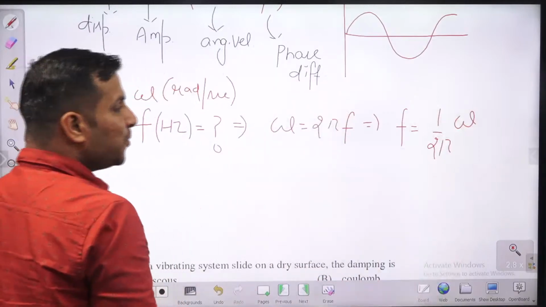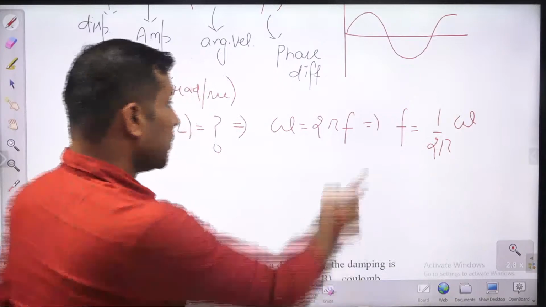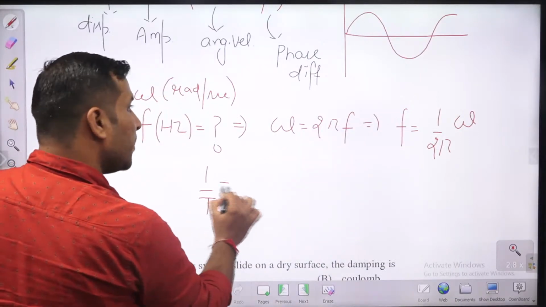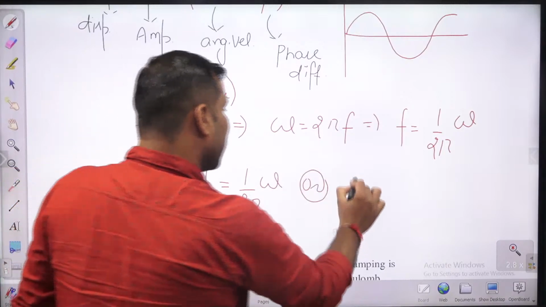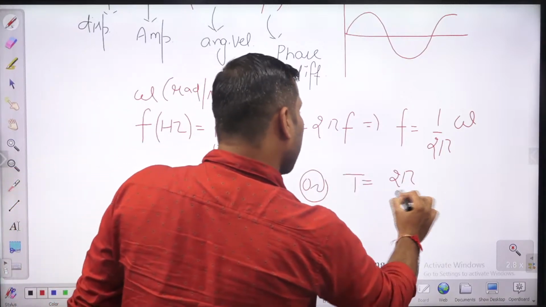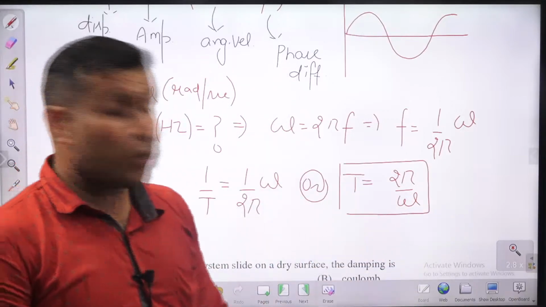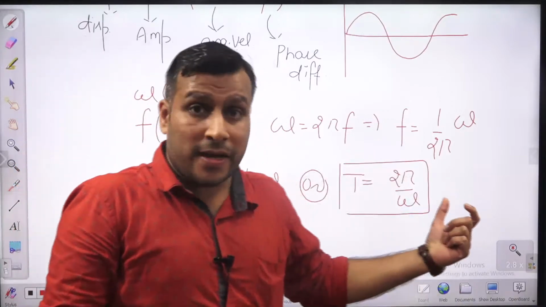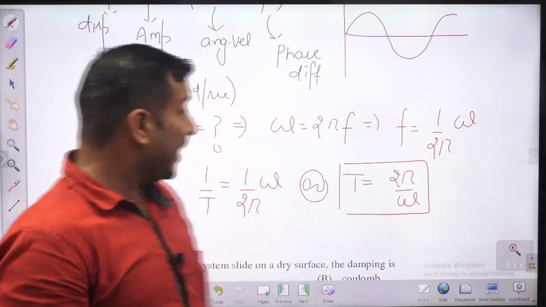Okay, and guys, the frequency is the reciprocal of time period. So you can write this as 1 by T. So 1 by T equal to 1 by 2 pi into omega, or directly you can remember the time period is nothing but 2 pi by omega. Time period of any particular vibrational motion is 2 pi by omega, where 2 pi is a constant, and omega is your angular velocity or frequency in radian per second.